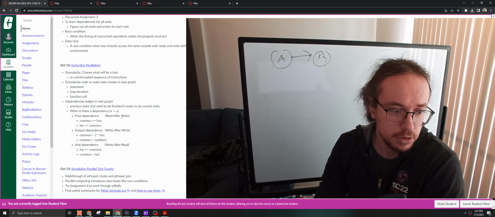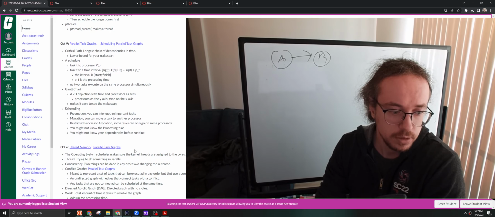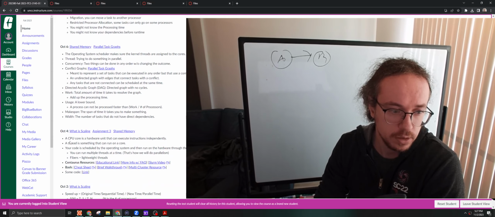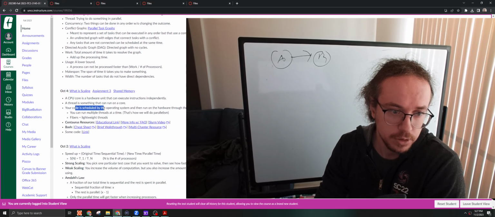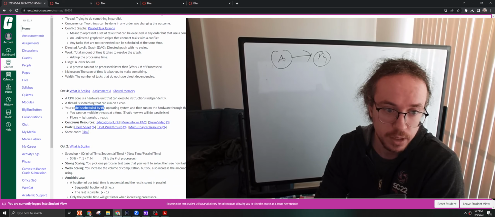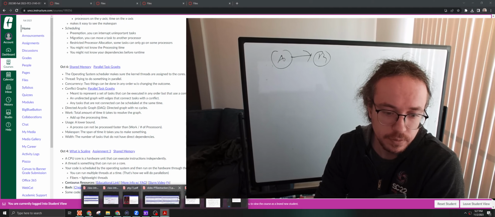And you'll find that here too on the day that we started talking about these things. There's certainly details in here discussing that a CPU core is a hardware unit. And your code is scheduled, your threads are scheduled by the operating system and run on the hardware. And so that's the link to the slides as well.